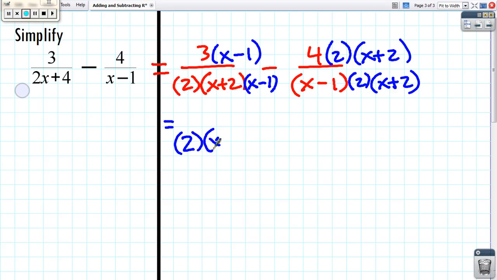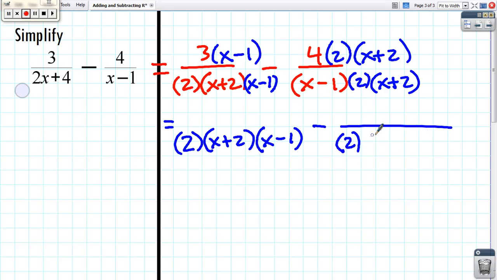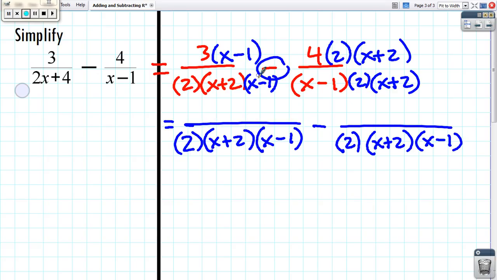2 times x plus 2 times x minus 1. And even though it's out of order, it's the same denominator over here. 2 times x plus 2, x minus 1. Now, the numerators, though, I can't leave in factored form because I have to do the subtraction. I have to clean all this up.